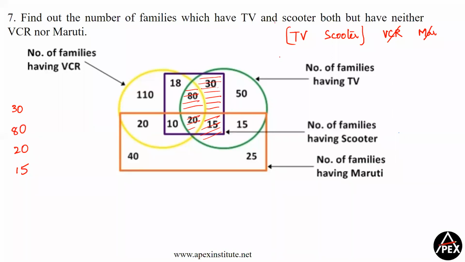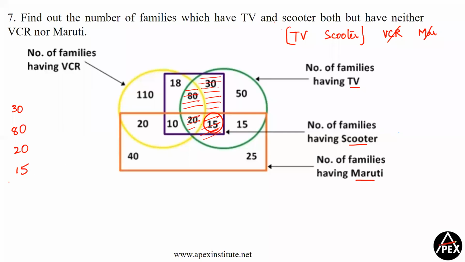Now we have to select those families which do not have either VCR or Maruti. Now what can you say about these 15 families? What are they having? They are having Maruti, TV, scooter. Should we consider them?